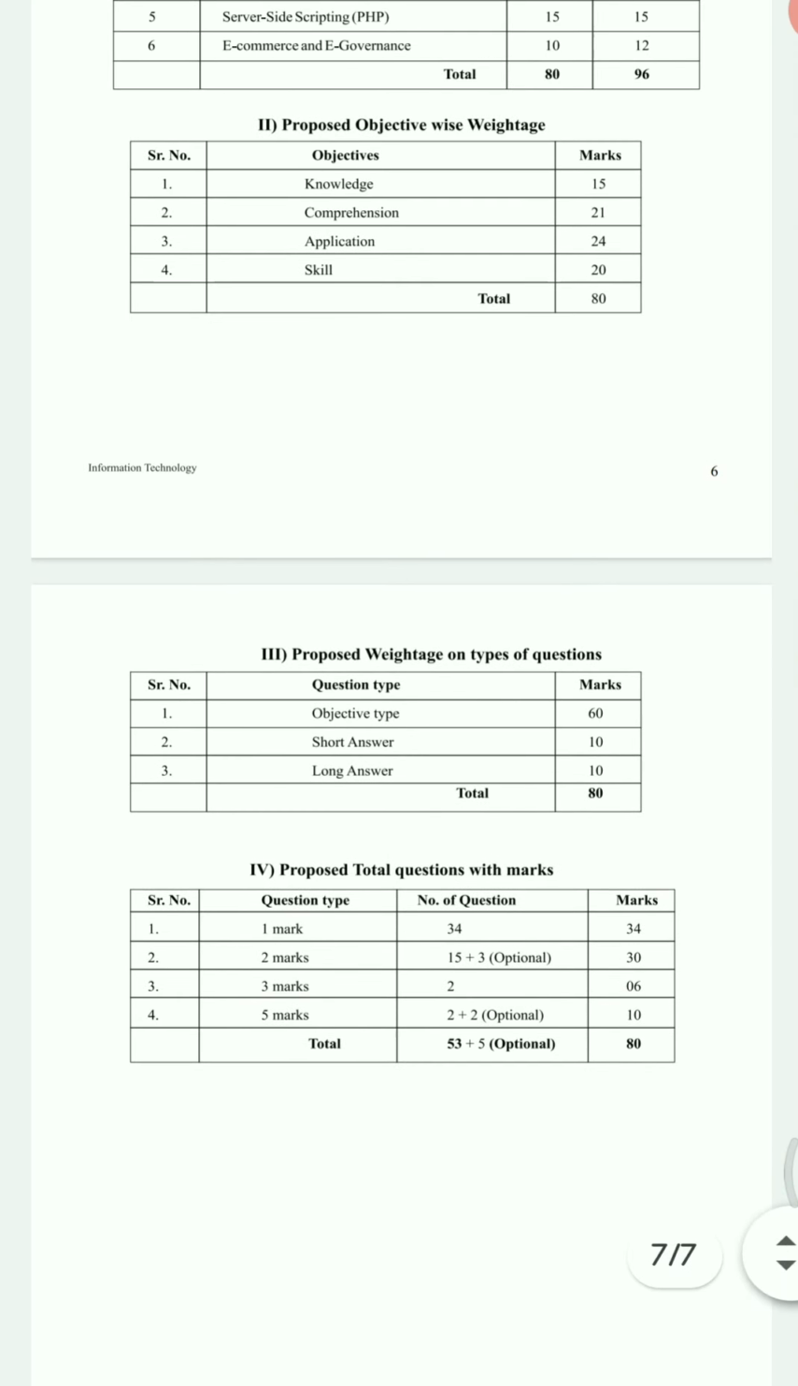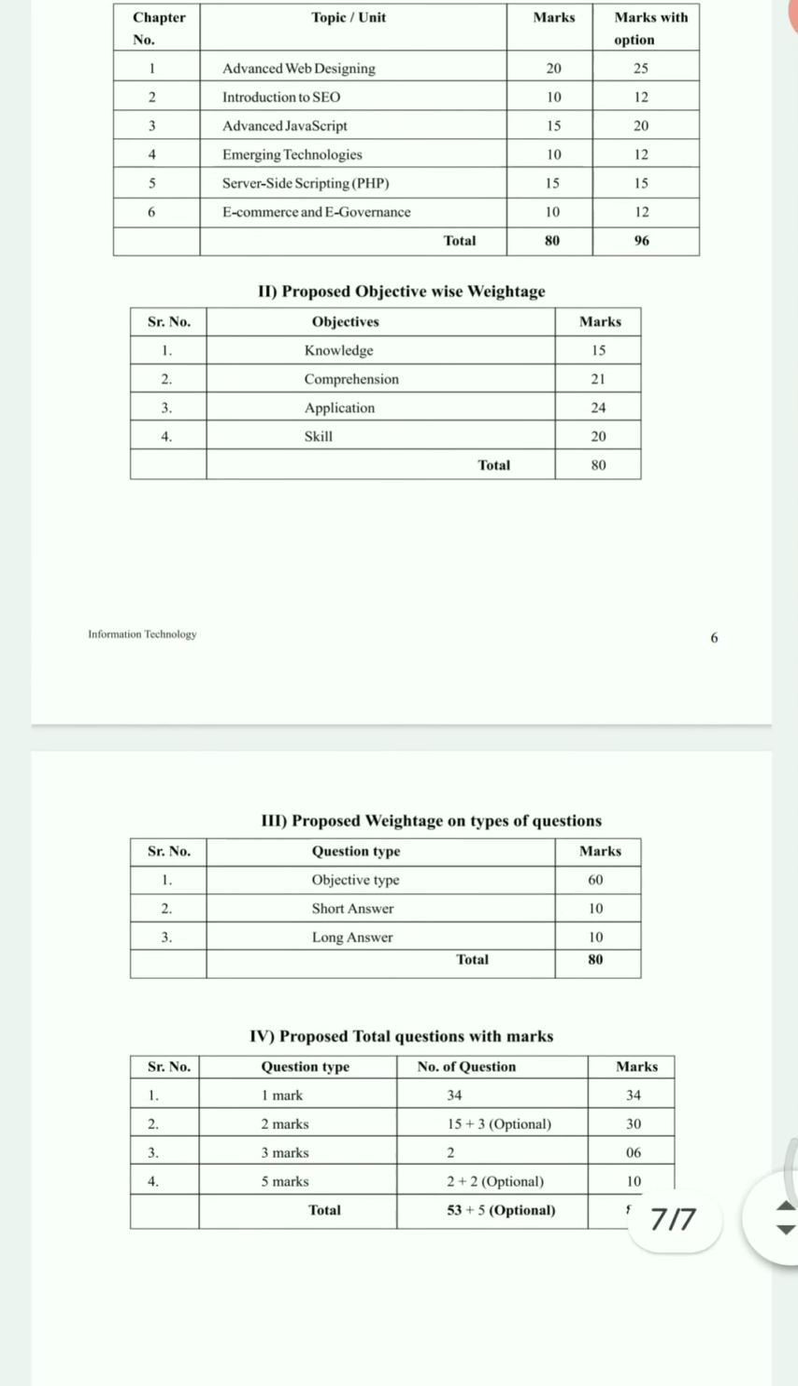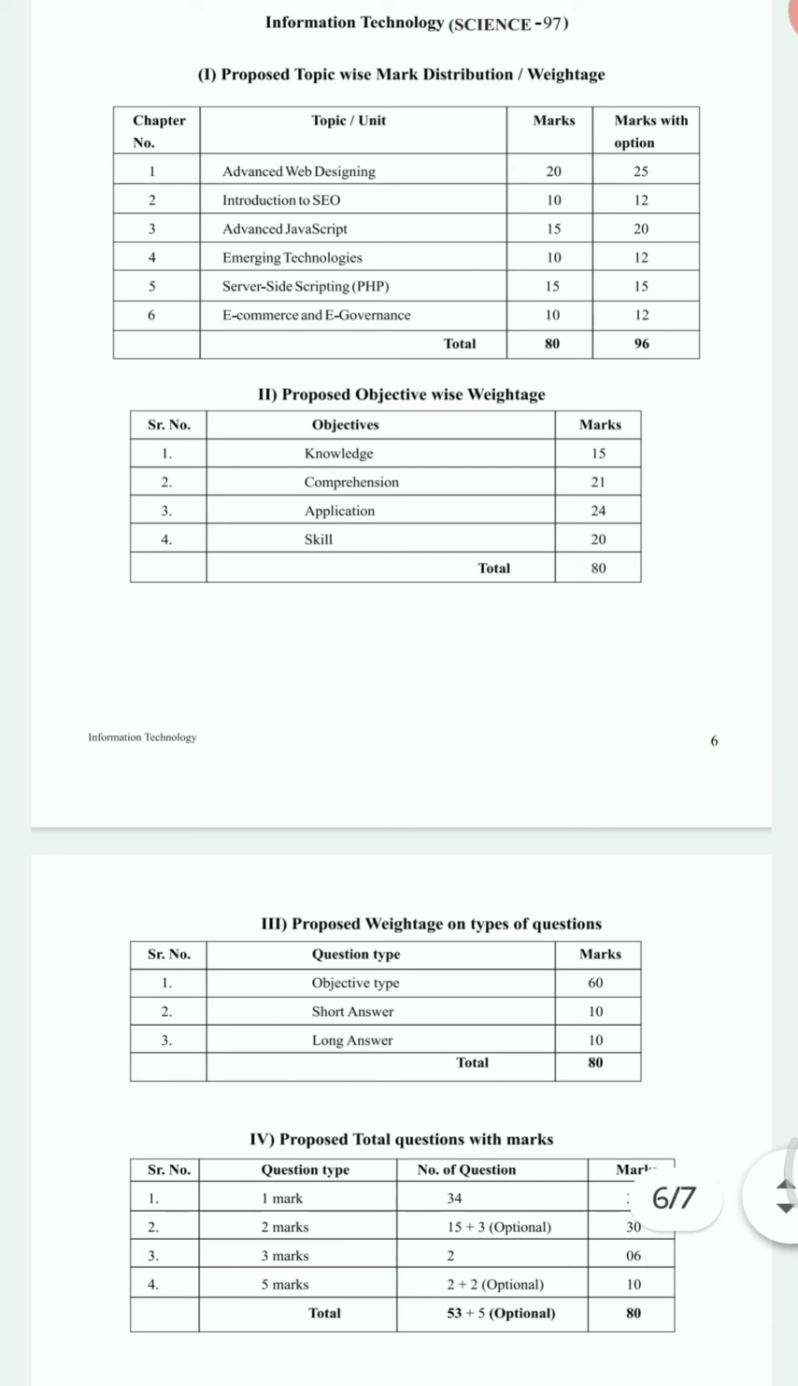There are other things like objective-wise weightage, weightage on all types of questions, and proposed total questions with marks. So this is all about the evaluation of the Maharashtra State Board regarding the Information Technology (IT) subject for the Science stream. Thank you for watching.